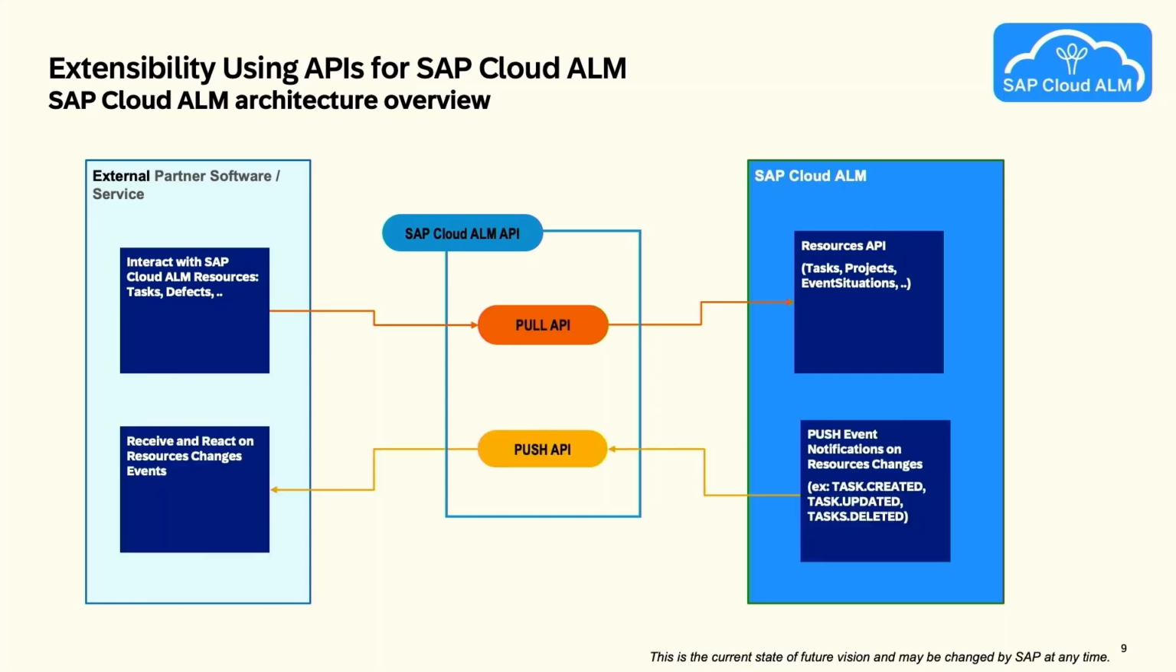The second type is a push or outbound API. So it's when you notify an external system or service that a resource has been created, updated, or deleted in SAP Cloud ALM. For instance, you have created a task or a requirement.